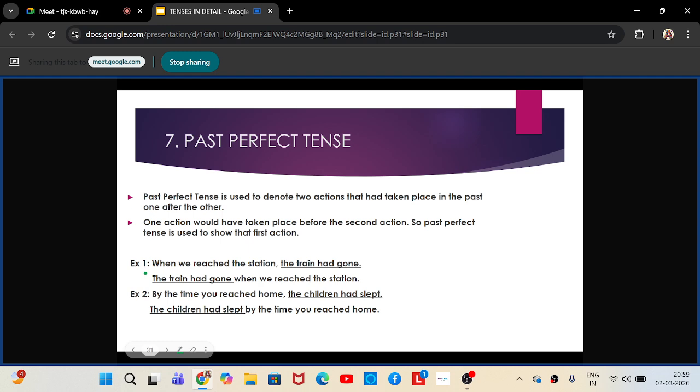So I have given two examples. When we reached the station, the train had gone, or I can say the train had gone when we reached the station. Similarly, by the time you reached home, the children had slept. I can also write it, the children had slept by the time you reached home. Let us take the first case. You reached the station, but the train had gone. Okay? Both actions are completed in the past.